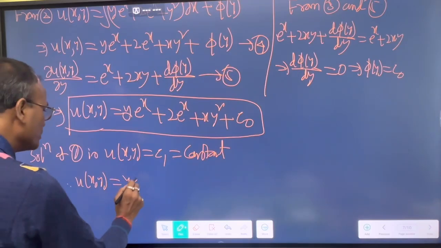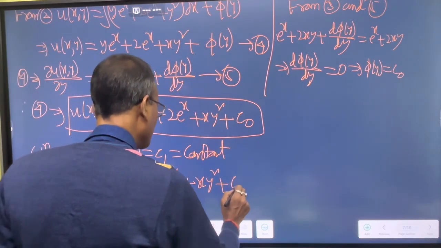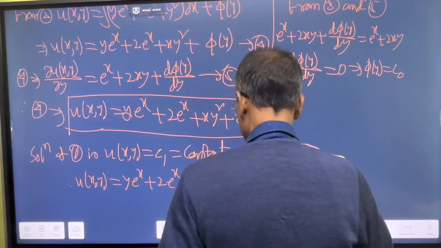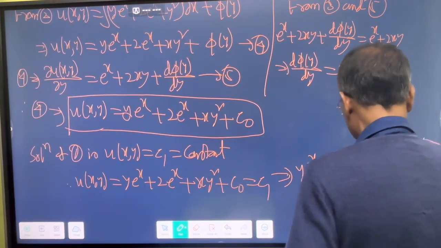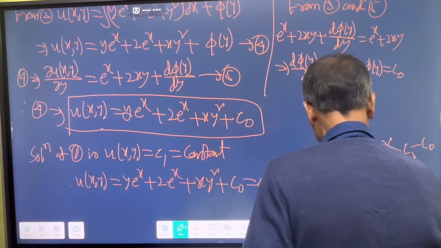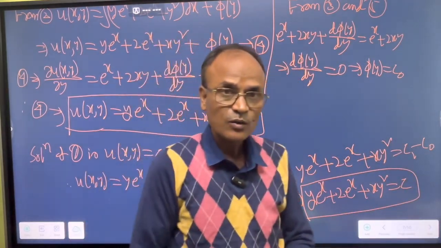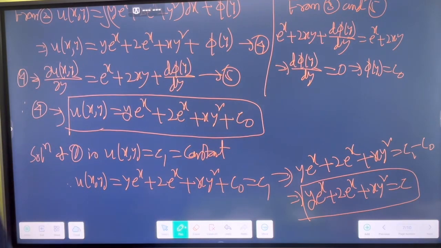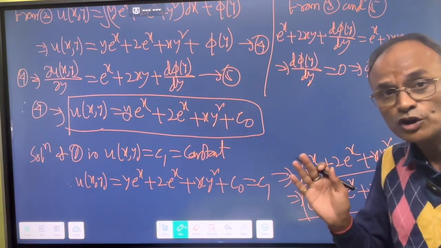equal to y e to the power x plus 2 e to the power x plus x y square plus c naught equal to c1, or y e to the power x plus twice e to the power x plus x y square equal to c1 minus c naught, or y e to the power x plus twice e to the power x plus x y square equal to c. We have solved this equation by method 1.